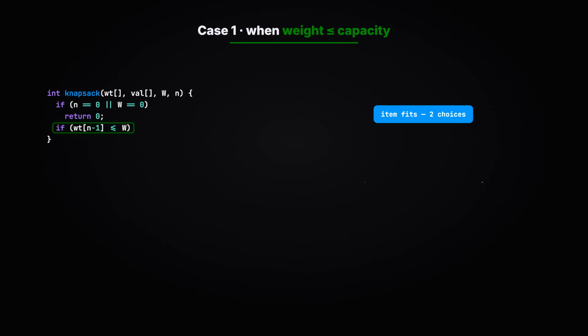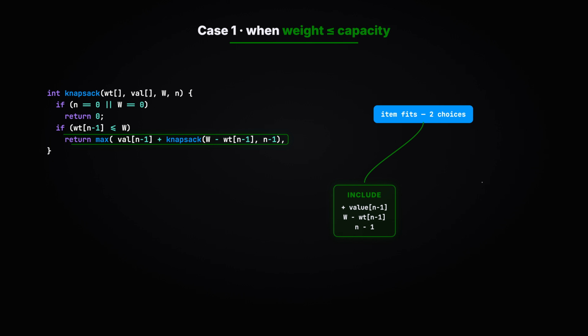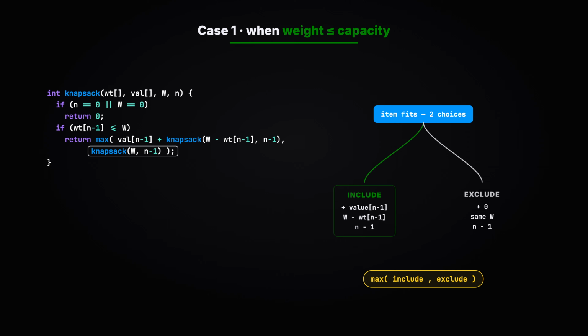Suppose the current item fits. Since it fits, we have two choices. If we include it, we gain its value, but we also consume some capacity. So the call continues with one fewer item, reduced capacity, and the item's value added. The second option is to simply skip it. We do not gain its value, the capacity stays the same, and we continue with the remaining items. Since we are maximizing profit, we compare both possibilities and return whichever is larger.